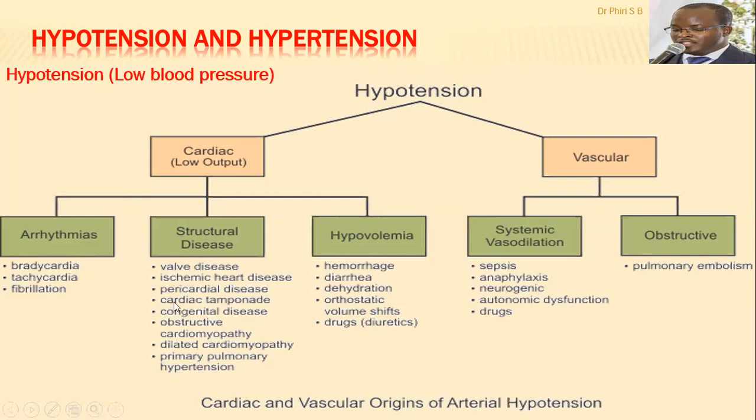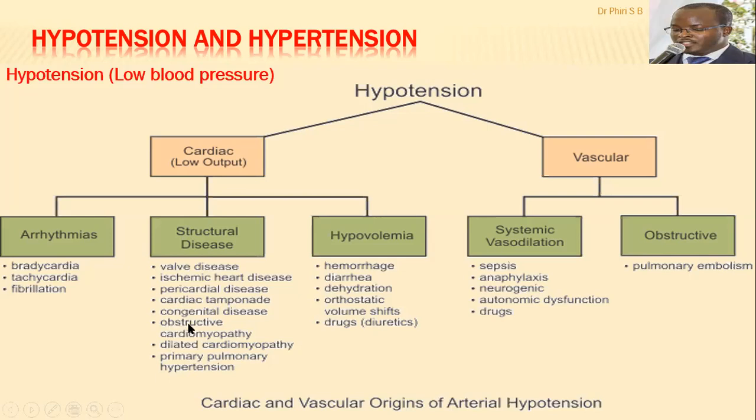Cardiac tamponade is an effusion of fluid in the pericardial cavity that will start compressing the heart. Then the heart won't be relaxing very well, and the filling of the ventricles will reduce. The end diastolic volume will reduce, the stroke volume will reduce, cardiac output will reduce, and you expect the blood pressure will also reduce. Then you have congenital disease that can affect the heart. You're just born with these diseases.